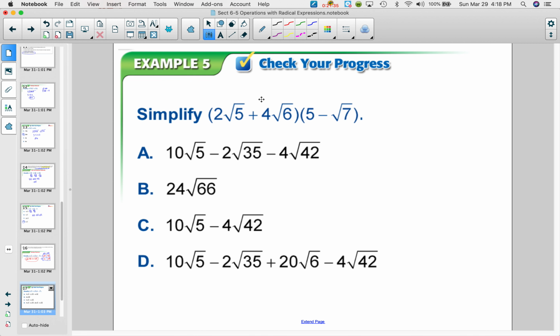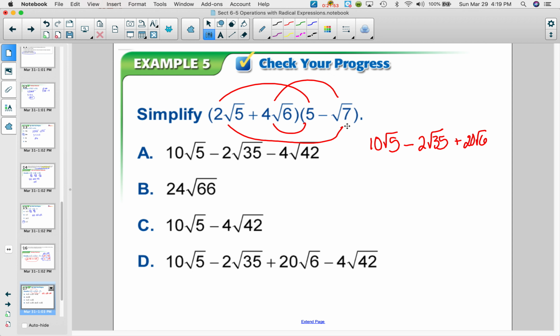I'm going to go through this with FOIL. So first we get 10 root 5. Outside, we're going to get minus 2 root 35. Inside, we're going to get plus 20 root 6. And last, we're going to get minus 4 root 42. And do we have a winner right here? I think so. Okay. That's it.